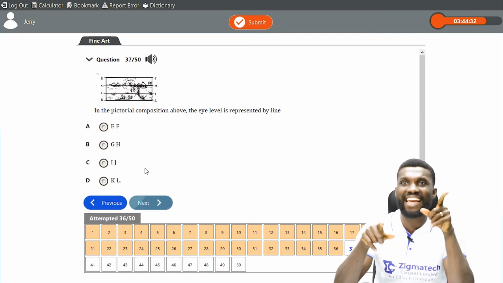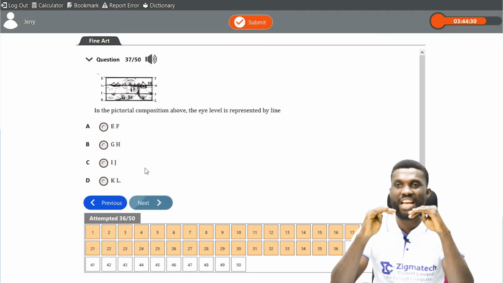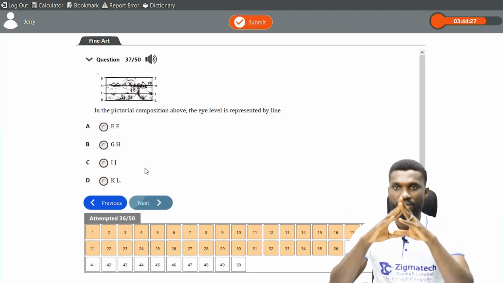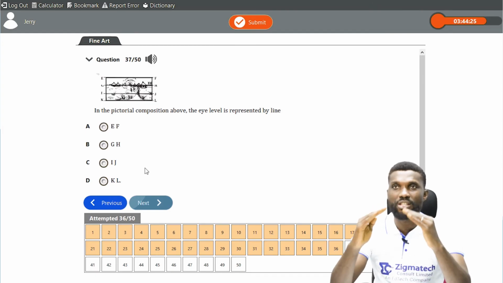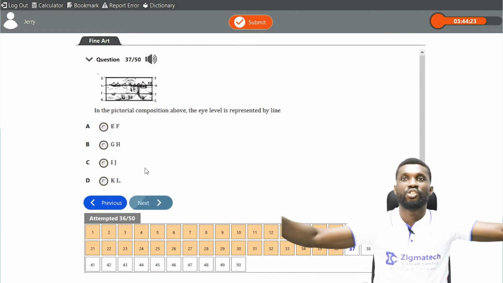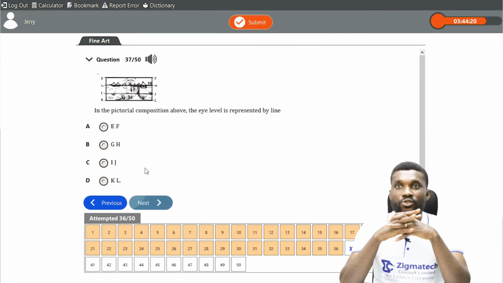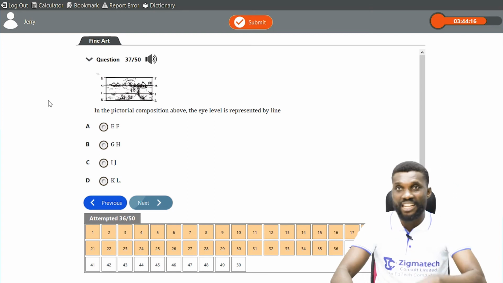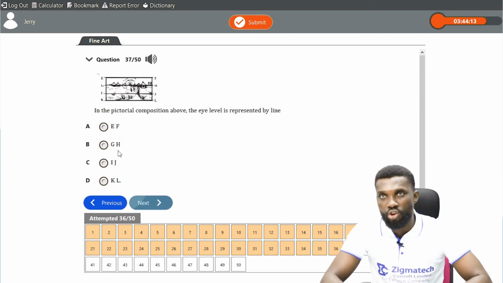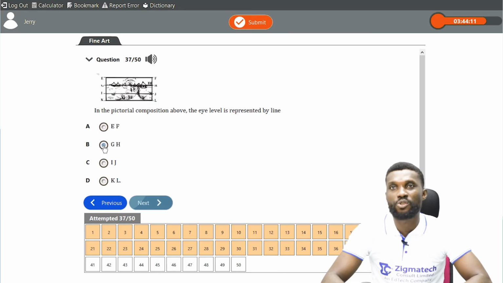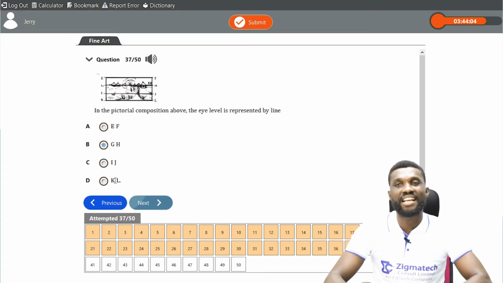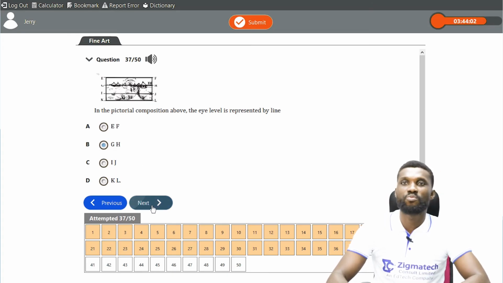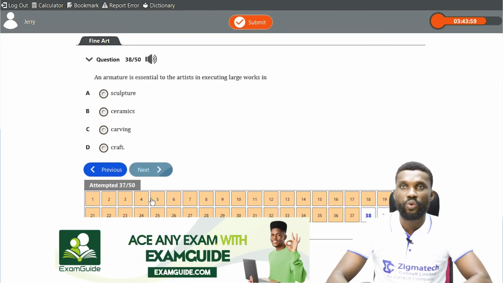However, it is not I and J, because your eye, you're bringing your eye down. That's not eye level. So your eye level is just, if you place your eye straight, that's the line of horizon, is known as what? Your eye level. So therefore, the answer to this question is G and H. And in our option, E and F wrong, G and H correct, which means B is the correct answer to this. So therefore, it is not IJ, neither is it KL. All right, so now let's move over to the next question.